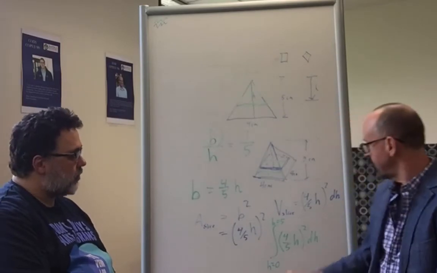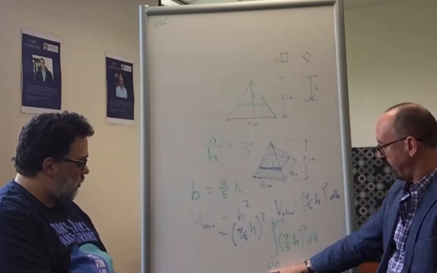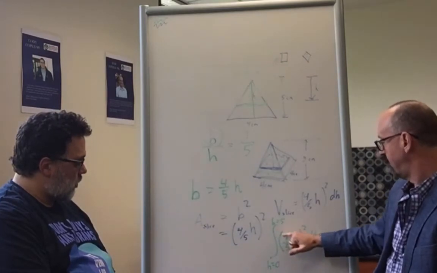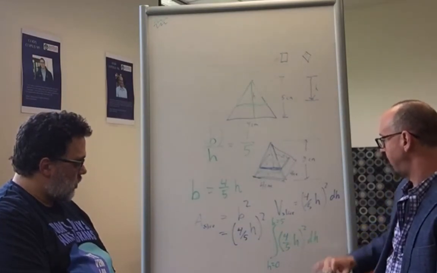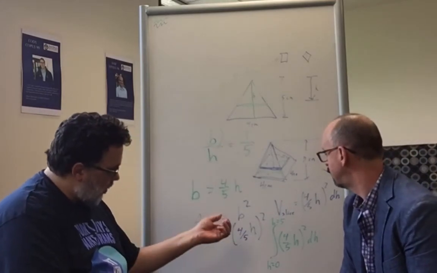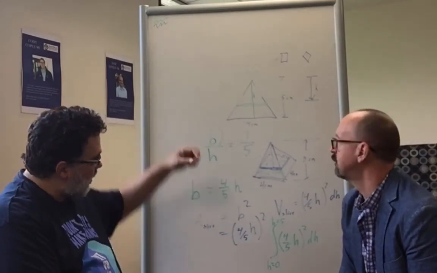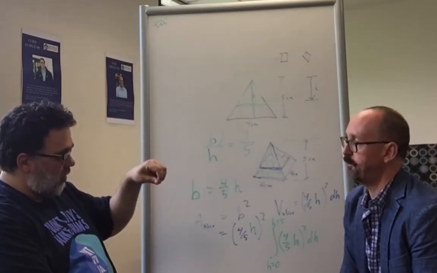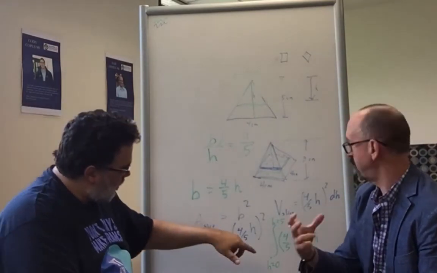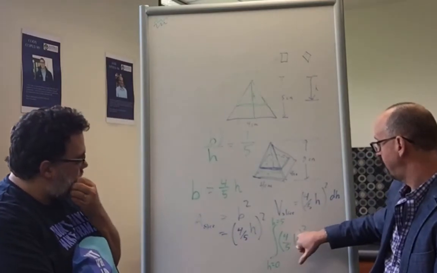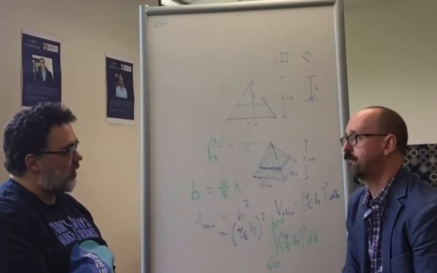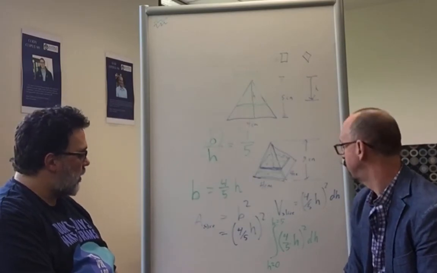Right. So this says we're having h change from 0 to 5, and we're adding up all of these values as h changes. So at 0, it would be 0. So that's when we're at the tip of the pyramid. And 5 is all the way down at the bottom, where the base would then be 4/5 times 5, which is 4. So 4 squared, which is what we said before. Oh, nice.